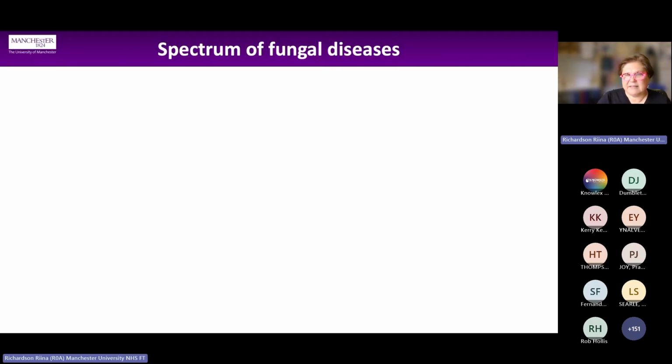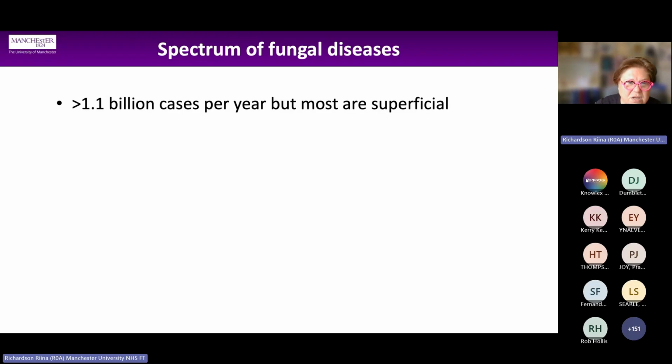So looking at then the health impacts, what is the spectrum of fungal diseases really? What can they cause? There are more than 1.1 billion cases per year globally of fungal diseases. But to put things into perspective, most of those are superficial. What we are talking about is toenail infections, athlete's foot, and ringworm and such.